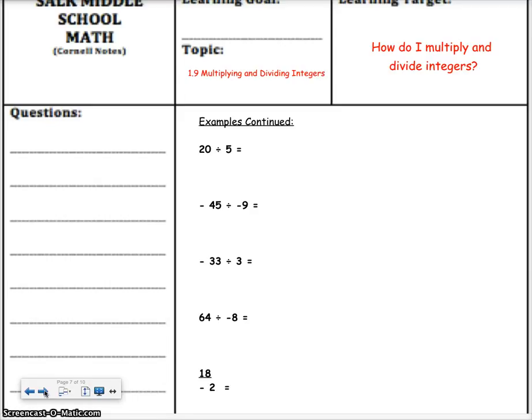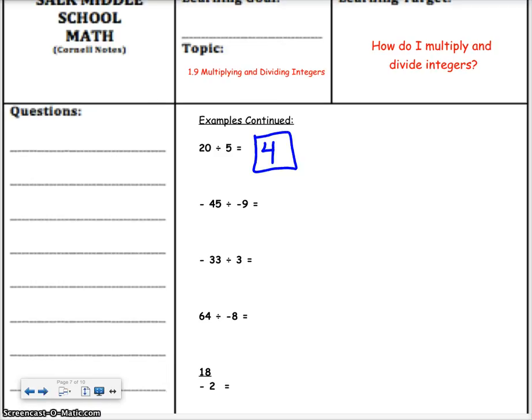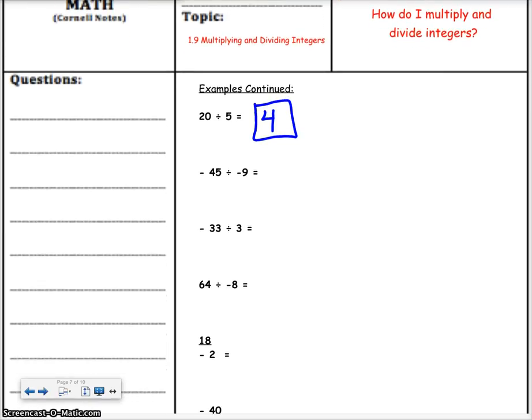Okay, sidebar conversation should be done. 20 divided by 5, well, 20 divided by 5 is 4, and they're the same sign, so it's positive. Negative 45 divided by negative 9. Again, I'm going 45 divided by 9 is 5. They're both negative, so it's a positive 5.